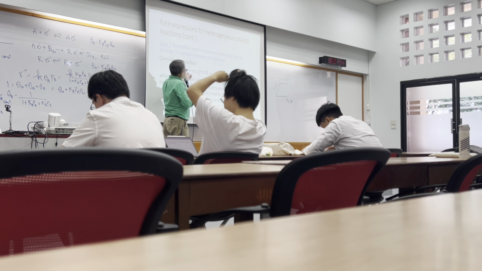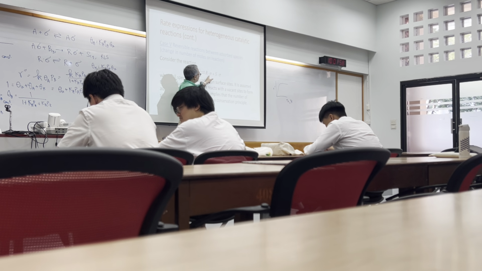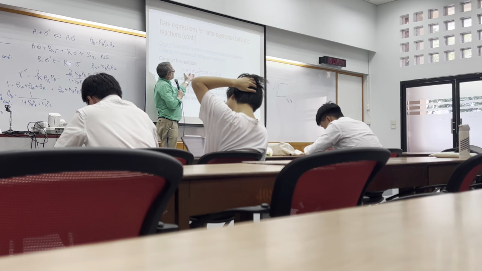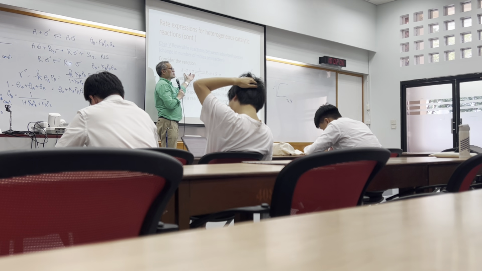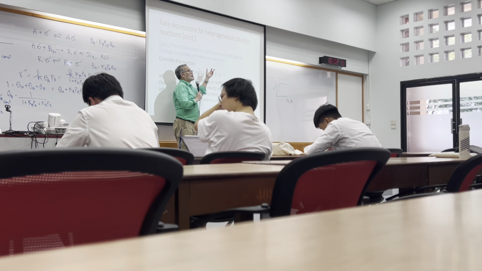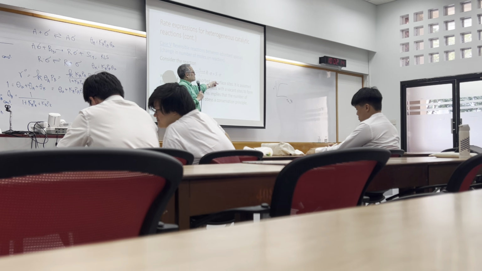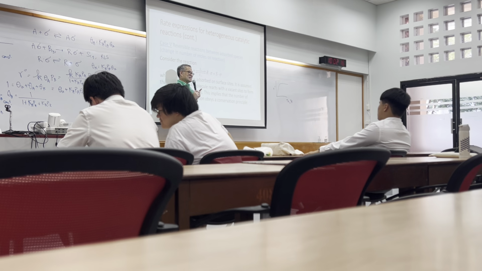We have adsorbed A reacts with a vacant site, and then we have adsorbed R and adsorbed S as the product. Again, you can see that the number of sites involved on the left-hand side is 2, and the number of sites on the right-hand side is 2 as well. So both sides must have the same number of sites.